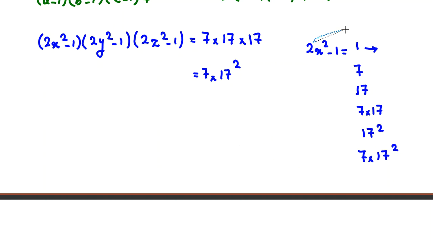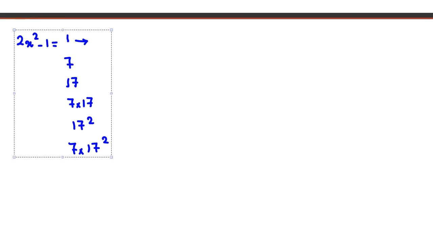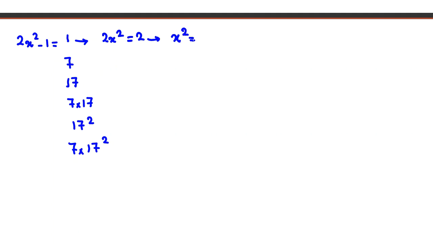And let me analyze. I want to see which divisors are possible. So if I consider this part, the first one, 2x squared, if you add 1 to both sides is 2. So if you divide by 2, x squared is 1. X is positive, so x is 1. This one is okay. The next one, 2x squared, if you add 1 is 1 plus 7 is 8. So if you divide by 2, x squared is 4. Because x is positive, x is 2.